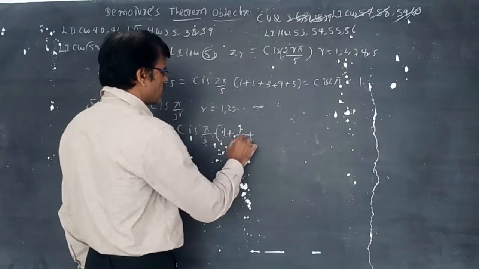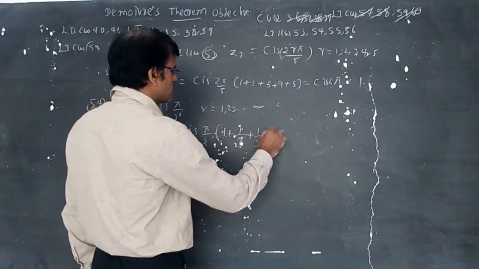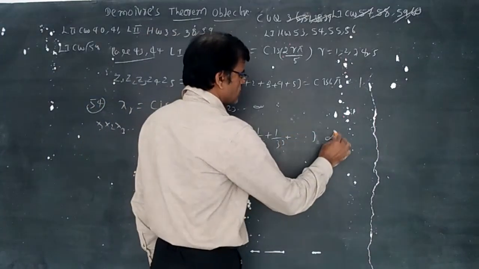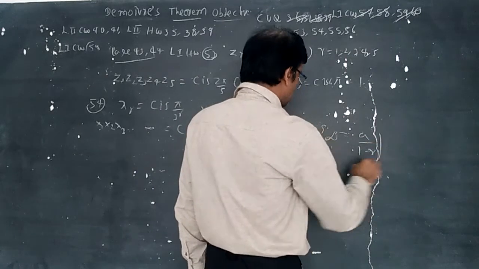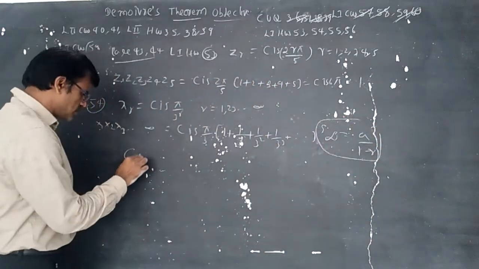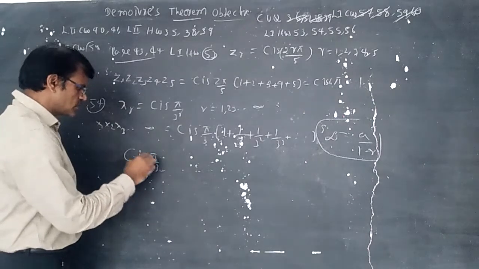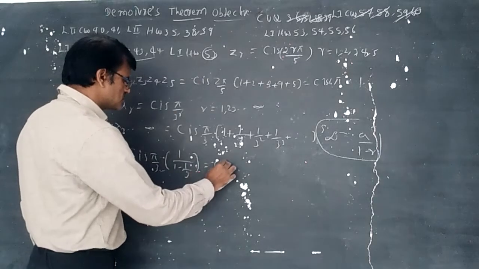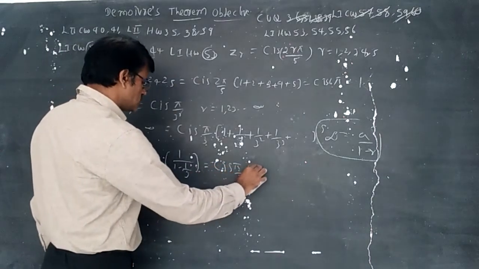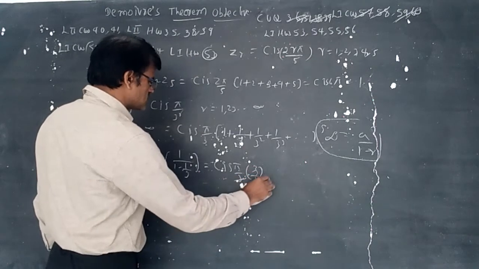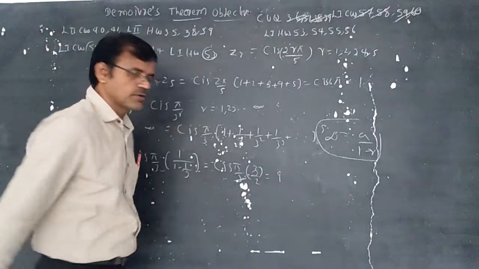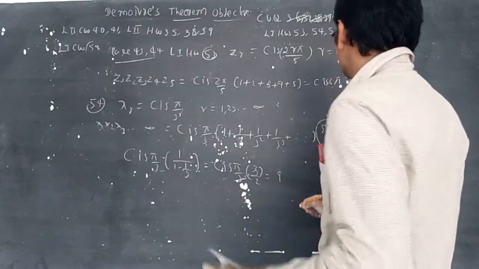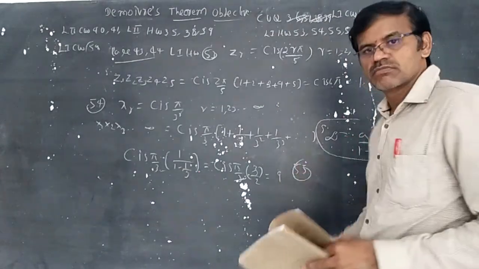So you can write this as 1 plus 1 by 3 plus 1 by 3 square plus 1 by 3 cube and so on. Use the formula S infinity is equal to a by 1 minus r. So 6 pi by 3 into 1 by 1 minus 1 by 3. That is equal to 6 pi by 3 into 3 by 2. 3 gets cancelled. 6 pi by 2 becomes cos pi by 2 plus i sin pi by 2, which is 0 plus i, so it becomes i. Third option.